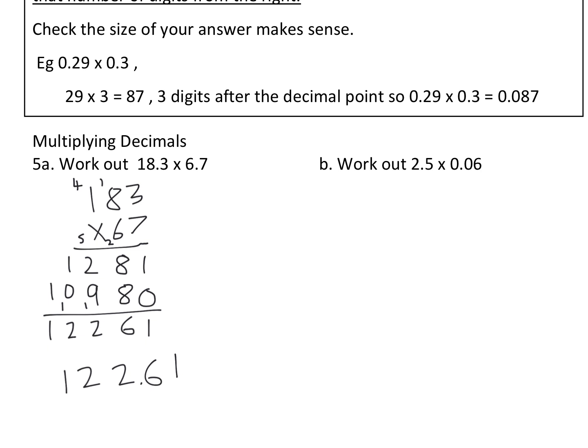Part B, work out 2.5 times 0.6. Ignoring the decimals, we do 25 times 6. 6 5s are 30. 6 2s are 12, plus 3 is 15.